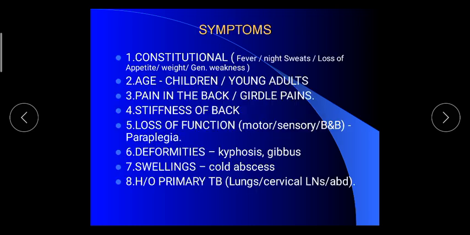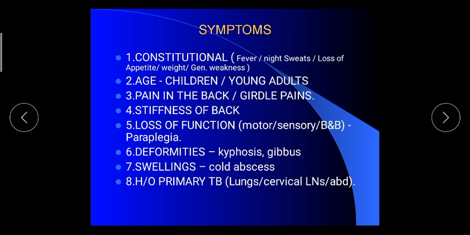What are the clinical features? Symptoms and signs. Symptoms are constitutional symptoms. There will be fever, night sweats, loss of appetite, loss of weight, and generalized weakness. It is usually seen in children and young adults. Patient will have pain in the back and girdle pains. Patient will have stiffness of the back.